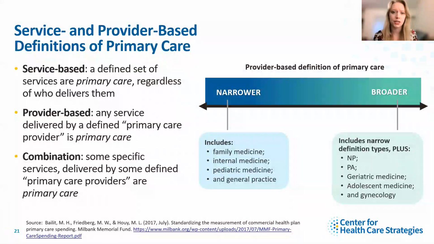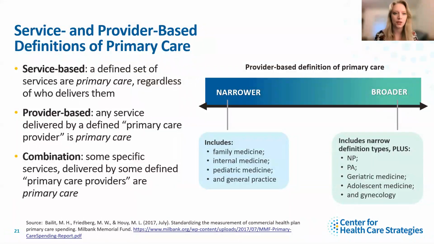On the graphic on the screen, I have one example of a provider-based definition of primary care. There's a narrower one, which just includes the 4 specialties you see, and a broader one, which includes those types plus NPs, PAs, gynecologists, people with focuses in geriatrics or adolescents. This kind of narrower to broader spectrum can apply to any definition around the scope of the model, right? You can have a model that's more narrow, defined and specific, or a model that's more broad, more expansive, and includes a wider swath of patients, providers, and services.